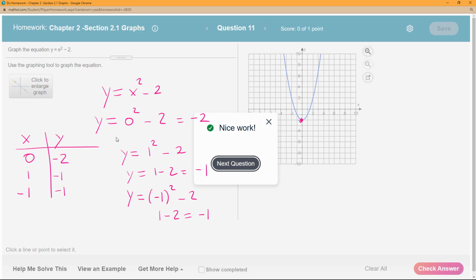Woohoo! So if you're asked to graph a quadratic, as soon as you see that square, you should think of a parabola. But then be able to add some more points to be able to graph it here in this lab.